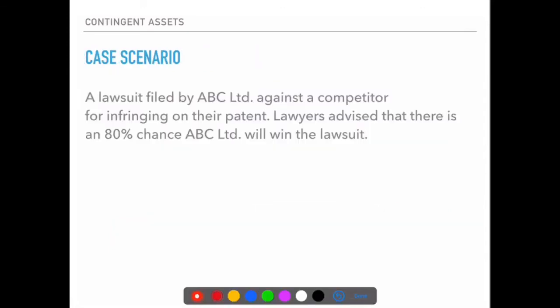Now we'll look at a quick example and apply the flowchart. A lawsuit filed by ABC Limited against a competitor for infringing on their patent. Lawyers advise that there is an 80% chance ABC Limited will win the lawsuit.